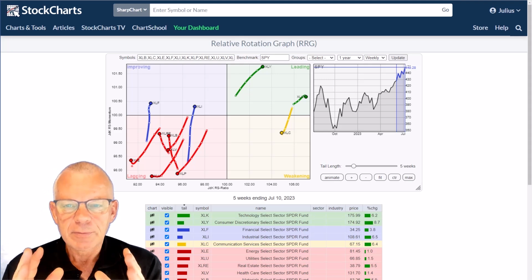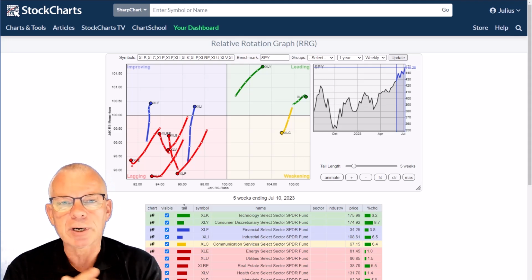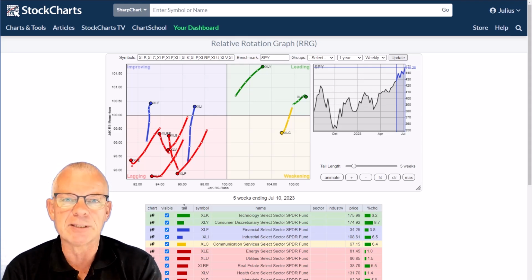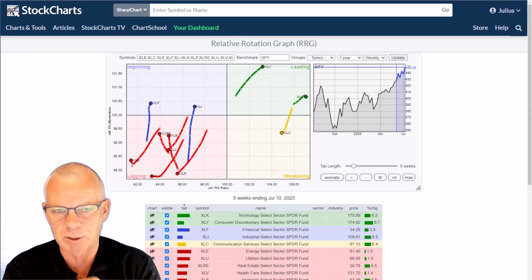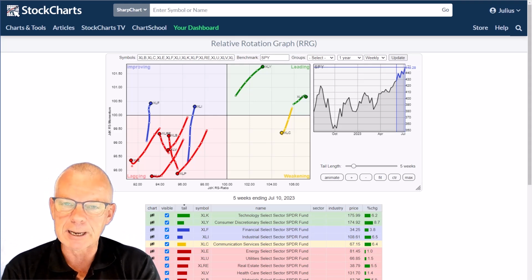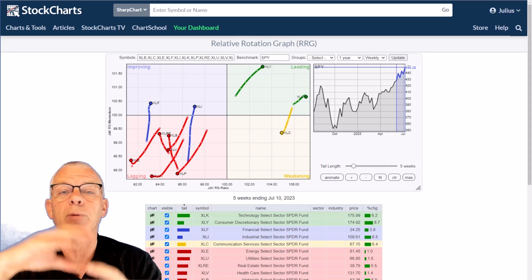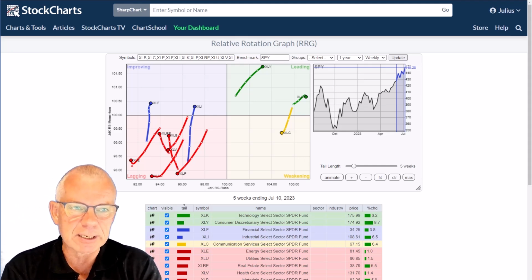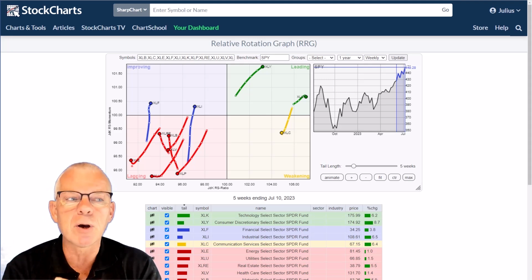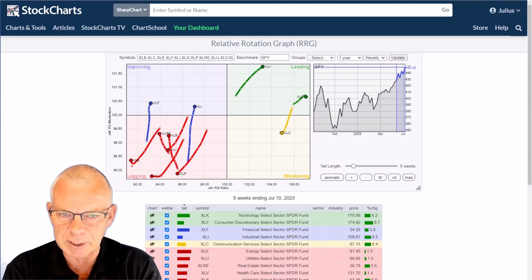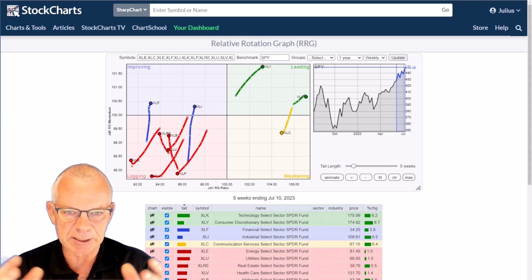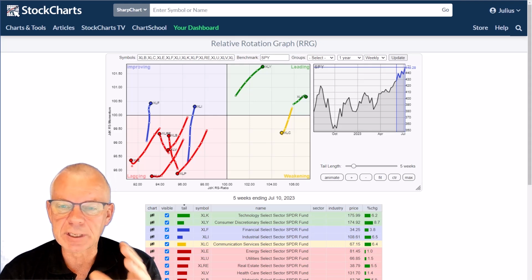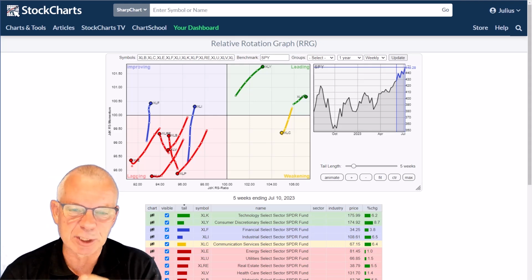So if we start with benchmarks, obviously the benchmark is one of the key components of a relative rotation graph. It dictates how the universe of securities will rotate, and around the benchmark it will rotate. On the screen is probably the most widely used RRG of the 11 S&P sectors, in this case the sector ETFs, with the S&P 500 or SPY as the benchmark.